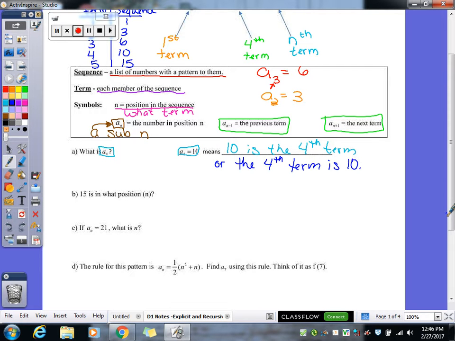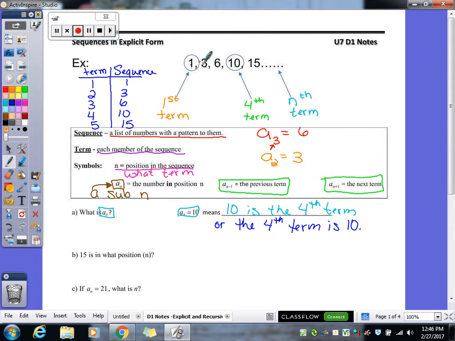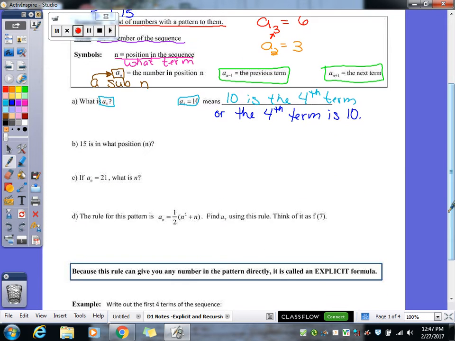Because our 4th term in our sequence up here is, 1st, 2nd, 3rd, 4th term. Okay, so they want to know 15 is in what position. If you look at your sequence up above, 15 is in which spot? The 5th spot. So 15 would be our 5th term. Our n would be a 5 for that. Could we write it as a sub 5? You could, but they didn't ask you for it that time. They were just asking what position it is.